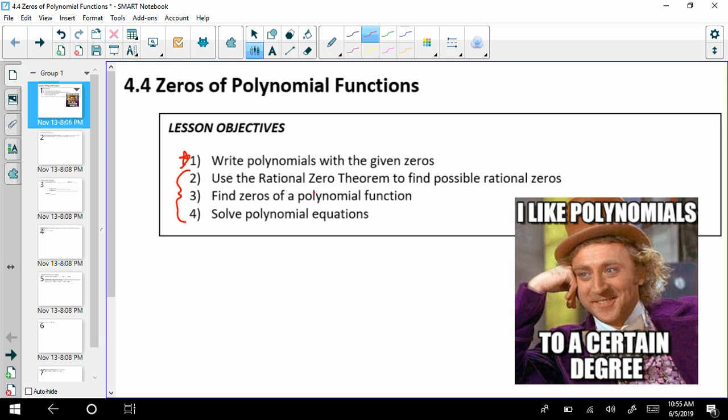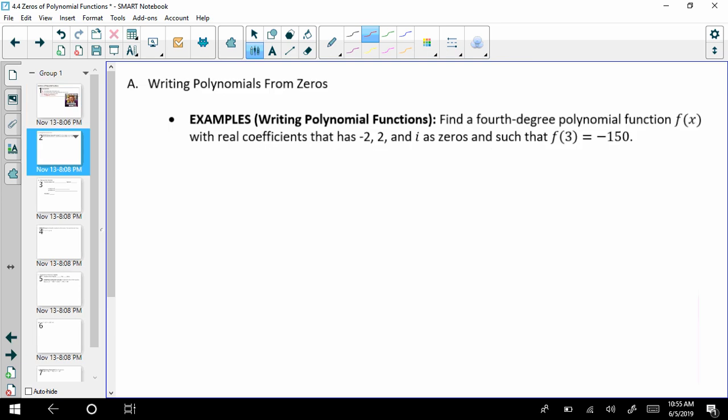This entire section is going to revolve around, can you solve polynomial equations? Can we find the solutions? So, if I give you the zeros, can you write me the polynomial they came from? Well, what do I mean by this? Let's look at this example.